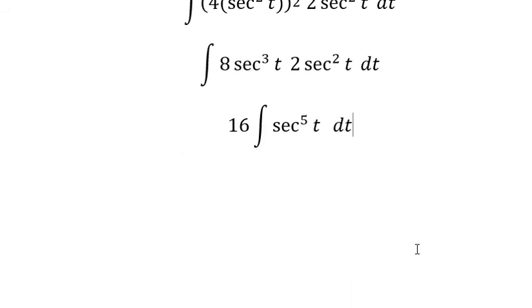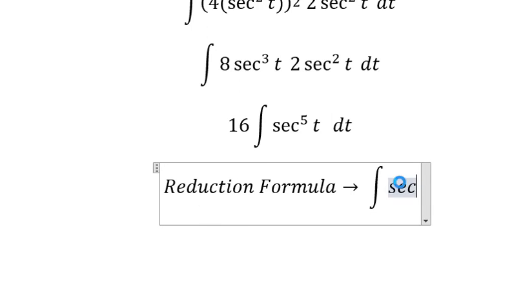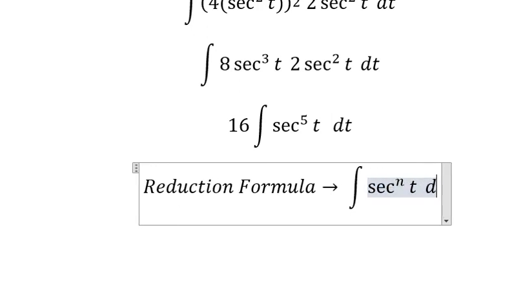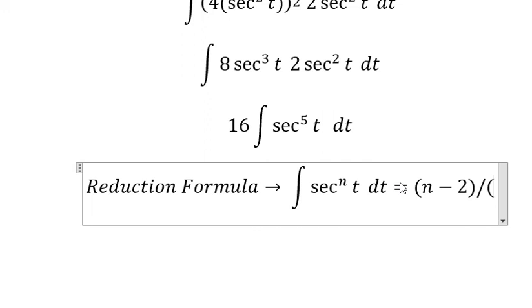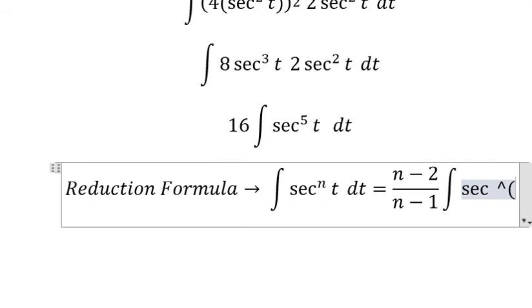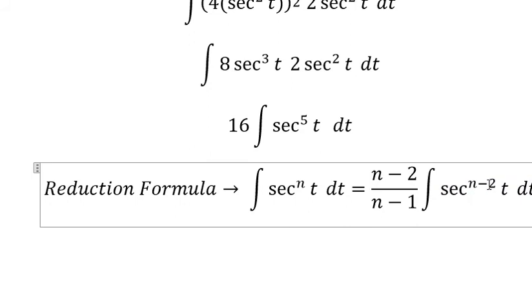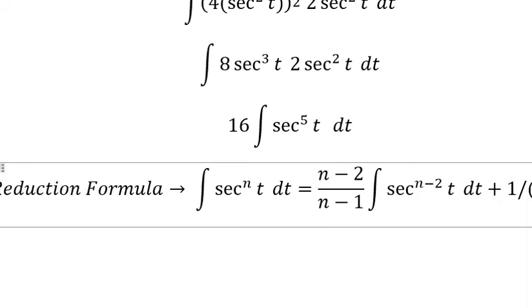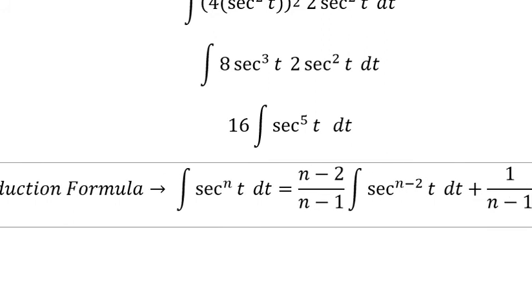Next, we need to use the reduction formula. That should be the integral of secant of t to the power of n, equals n minus 2 over n minus 1 times the integral of secant of t to the power of n minus 2 t dt, plus 1 over n minus 1 secant of t to the power of n minus 2 t tan t.